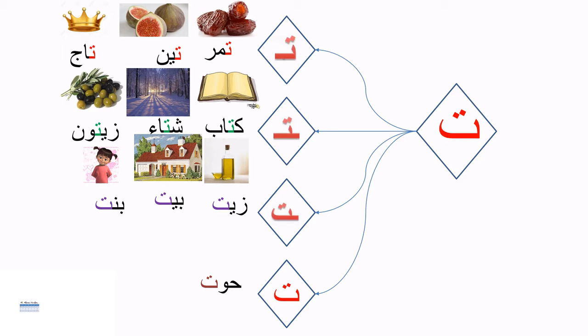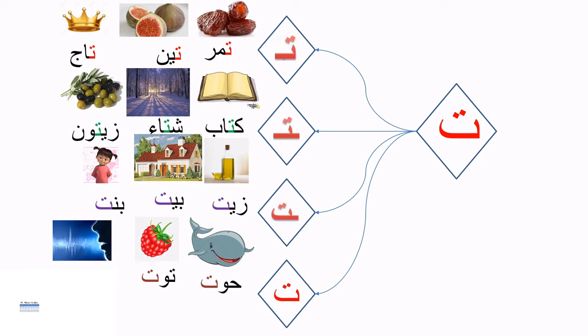Now we have ta at the end of the word, not connected to the previous letter. We have hoot, a whale. Again, ha is different than h in English. Ha, it's coming from the throat. Ha, ha, hoot, not hu, not h. So it is ha, hoot. Toot, berry. And sawt. Sawt is actually any sound, not necessarily a human voice. So it can be any sound.